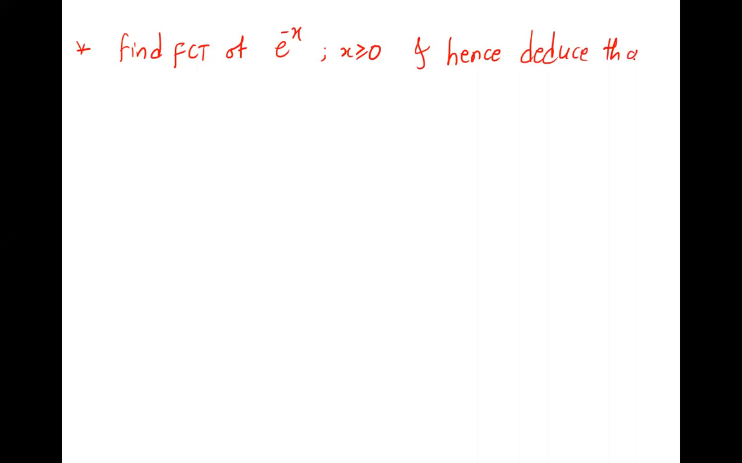Shall we solve one question? Next one. Find the Fourier cosine transform of e raised to minus x, where x is greater than or equal to 0, and hence deduce that the integral from 0 to infinity of cos mx upon 1 plus x square dx is pi by 2 e raised to minus m.